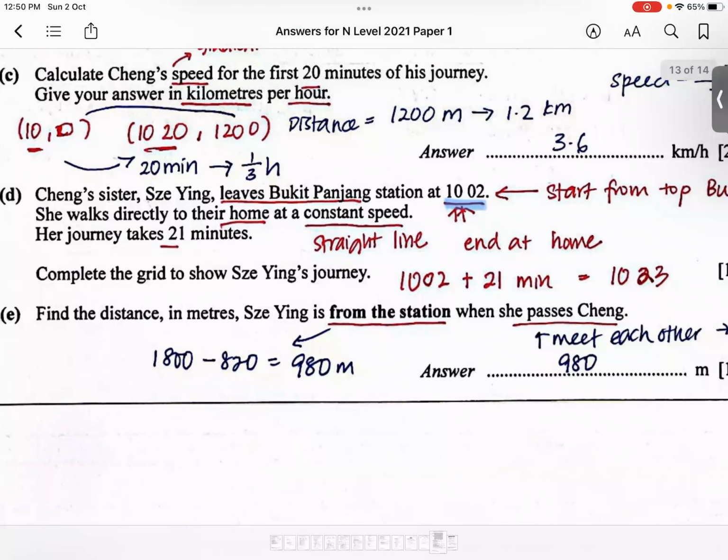This is one of the hardest questions in the paper that you need to take note of. It needs many different skills. Do not leave it blank. At least you try and fill out the answers. You never know, you might get a correct answer.